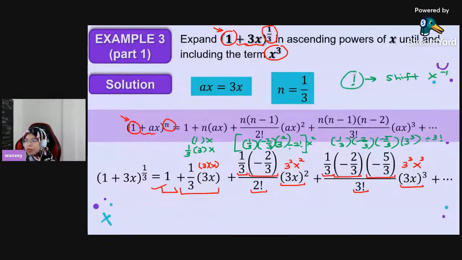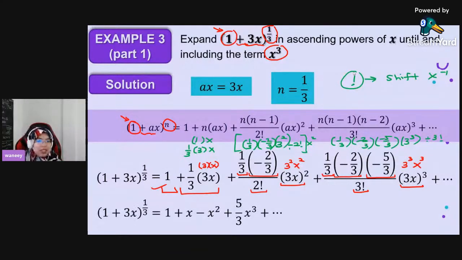Once you use your calculator, the answer will be 1 plus x minus x squared plus 5 over 3 x cubed plus dot dot dot. So this is the expansion. We have answered the first part where they want you to expand.